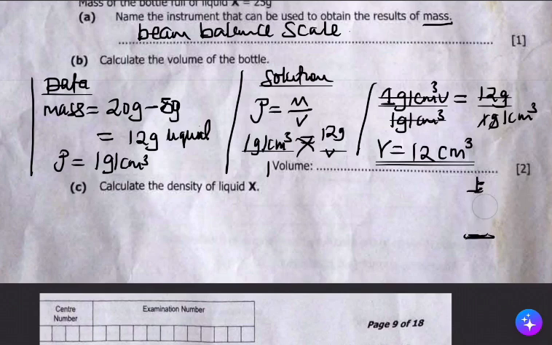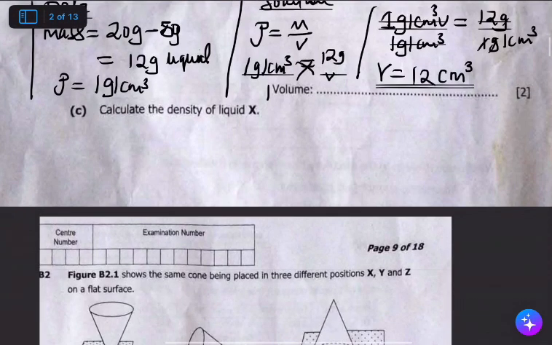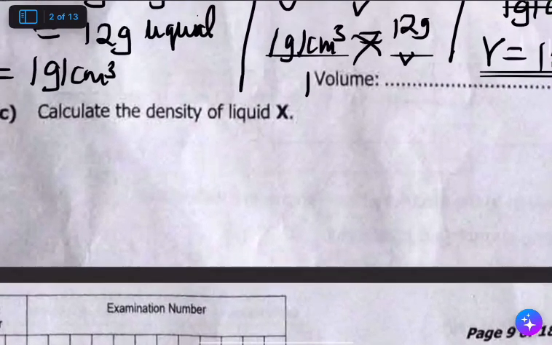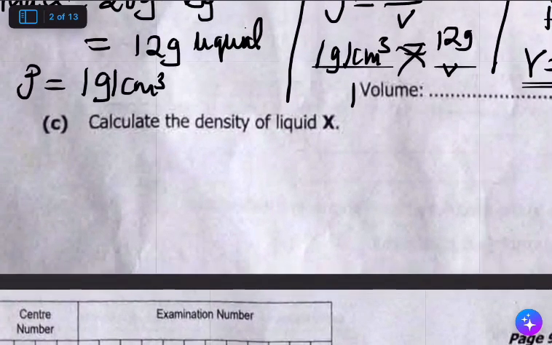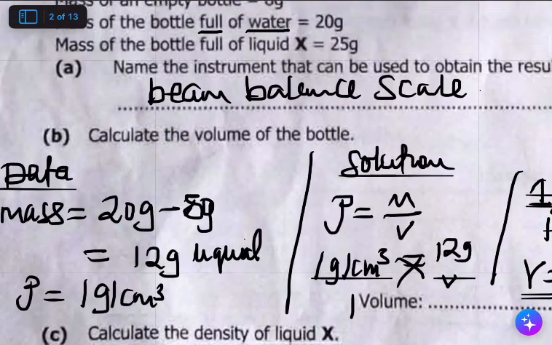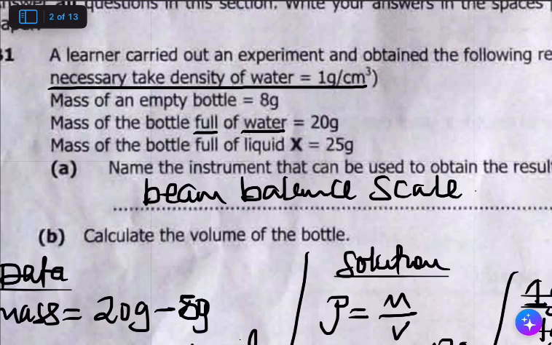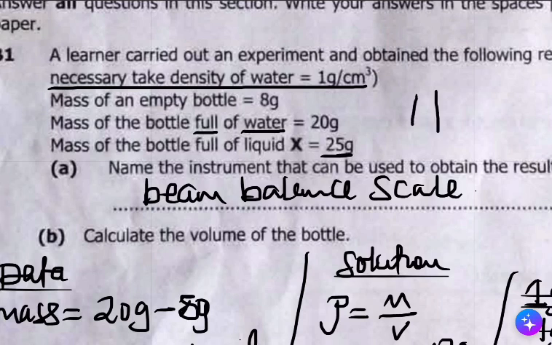Then we move on to the other question. In the second question, we are told to calculate the density of liquid X. So liquid X is another liquid which we are given, having its initial mass to be 25 grams. Now this 25 grams is a combination of the bottle, the empty bottle. So take note that the empty bottle is having the mass of 8 grams.